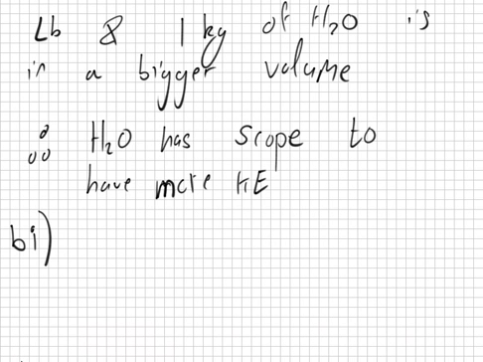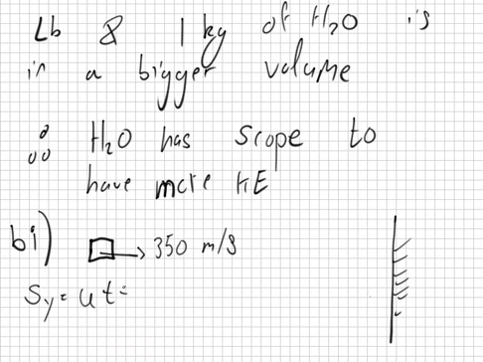All right. A lead bullet is fired at a speed of 350 at a target 200 meters away. What will be its vertical distance traveled? So you have to use the formula Sy equals ut plus a half at squared. Okay, and we'll call down positive and right positive.